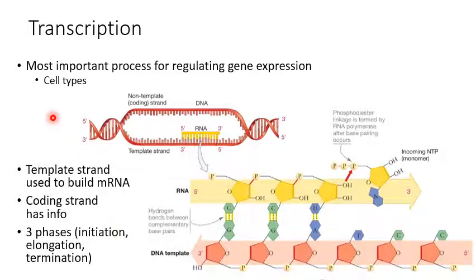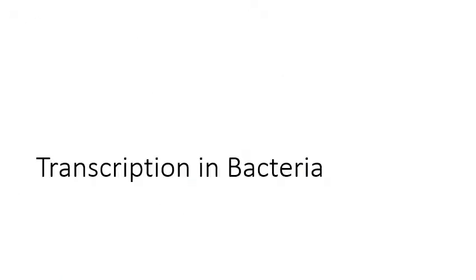You always have three phases of transcription: initiation, elongation, and termination. We're going to go through each of those. Transcription is different in bacteria and in eukaryotes, so we're going to talk about it in bacteria first, and then we'll talk about it in eukaryotes. So, first, bacteria.